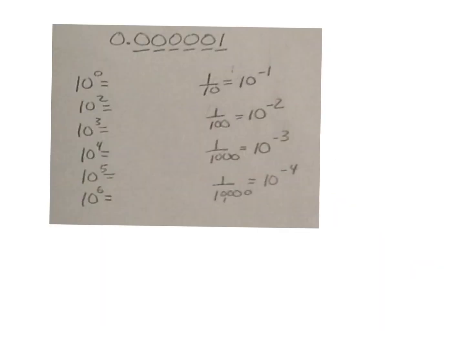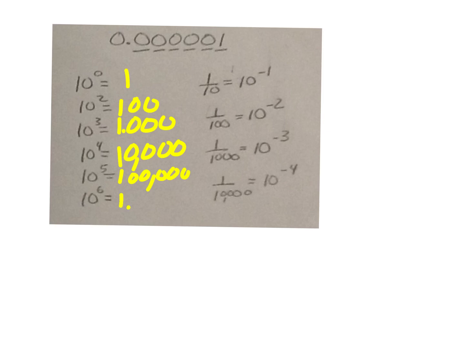If you look here, 10 to the 0 power is 1. Anything to the 0 power is 1. This is 100. This happens to be 1,000. This happens to be 10,000, 100,000, and 1,000,000. Now I want you to notice how many zeros are in each. No zeros here, 2 zeros here, 3 zeros here, 4 zeros, 5 zeros, 6 zeros. Just kind of an observation here.